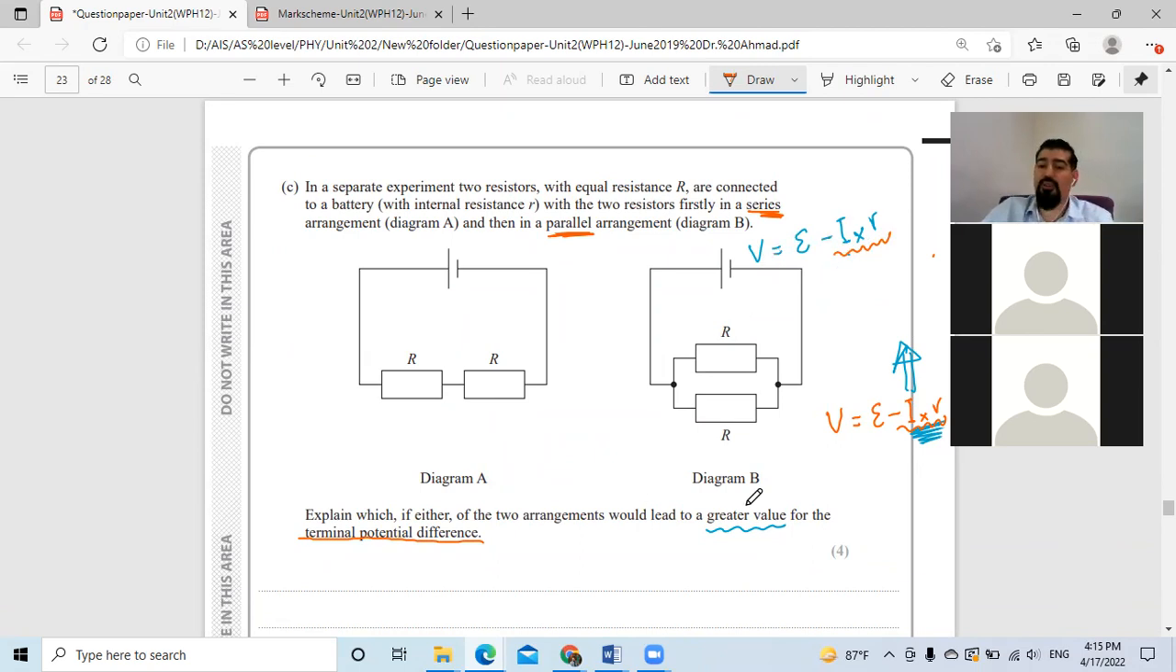Now, they didn't ask about lower voltage, they ask about higher voltage. Which one will be the higher voltage, the one in series or the one in parallel? Who can tell me and why?